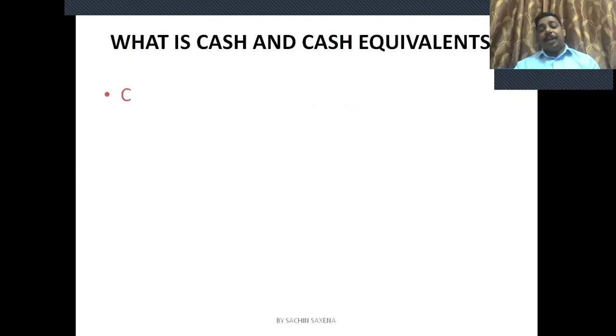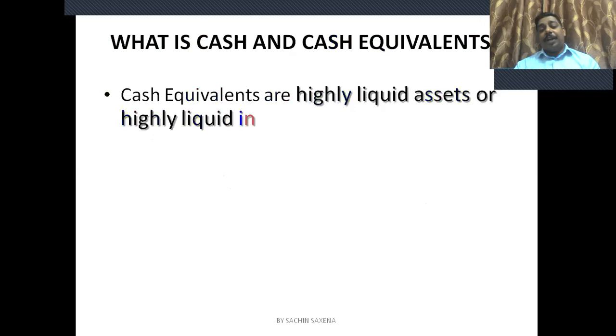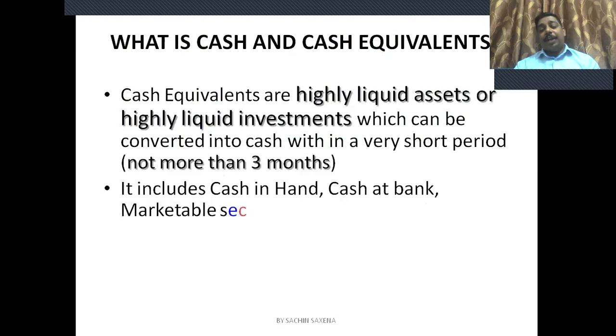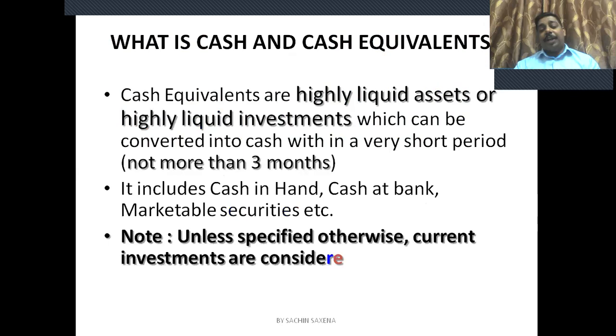What is cash and cash equivalent? Cash equivalents are highly liquid assets or highly liquid investments which can be converted into cash within a very short period of time, that is 3 months. It includes cash in hand, cash at bank, marketable securities, etc. Unless specified otherwise, current investments are considered as marketable securities.